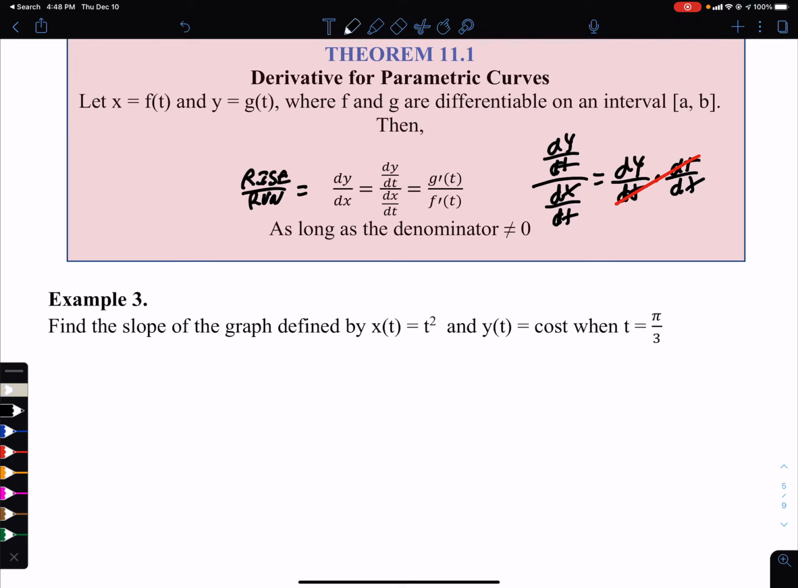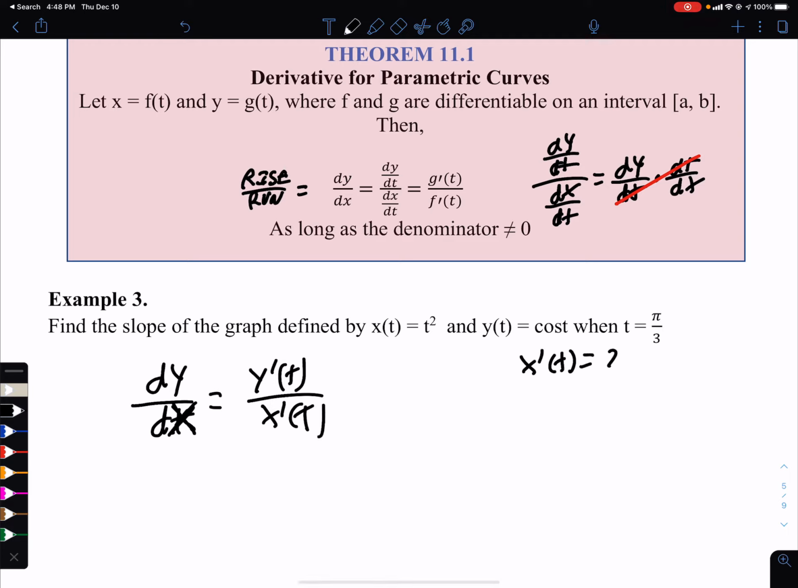That's what we're doing. So welcome back from doing this problem. Hopefully you did it. I want the slope of the tangent line. It's dy dx. Well, I know that's y prime of t over x prime of t. So let's find that. x prime of t is going to be 2t. y prime of t, derivative of cosine, is opposite sine. So I'm just going to plug those in.